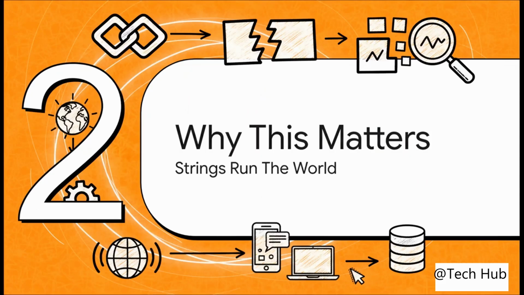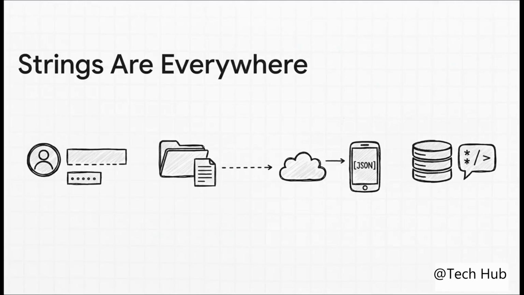Okay, so we've got our toolkit, we can join, we can slice, we can split, and we can search. But why does any of this really matter? Well, it turns out these super simple tools are the engine running behind pretty much every single digital thing you do all day. Seriously, once you start looking for them, you see strings everywhere.